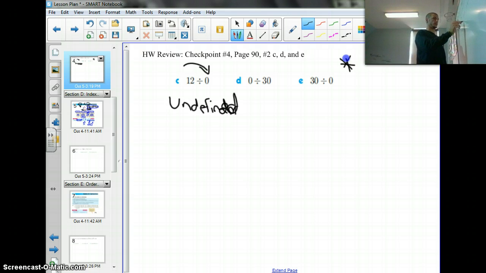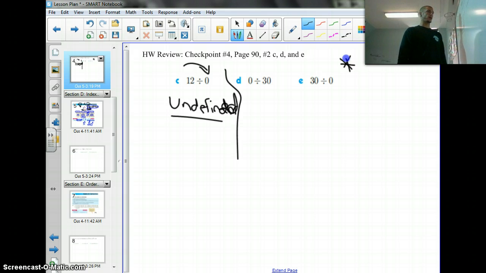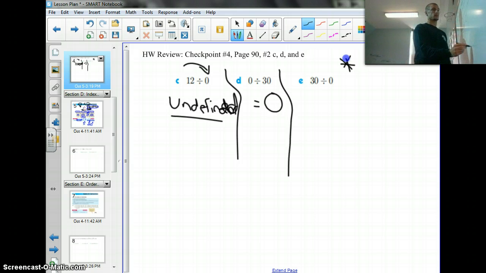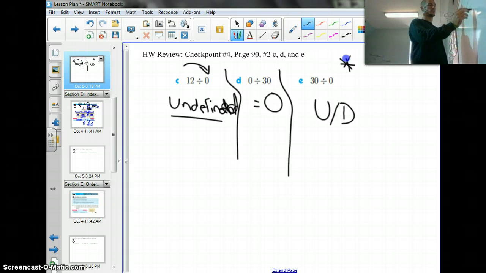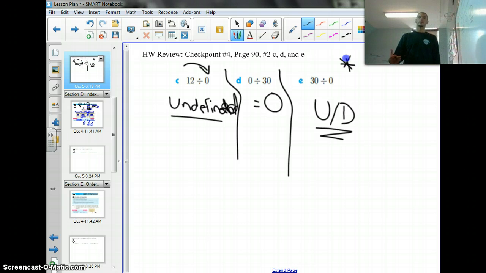And Mr. Gay can't spell at all. For D, anytime 0 is on the left-hand side, it is defined, it does have an answer, and the answer is always going to be the same. It just equals 0. And you notice that E is extremely similar to C. You could write it like this, if you can't spell like me, undefined. It's undefined. So hopefully you didn't have too much trouble with that.